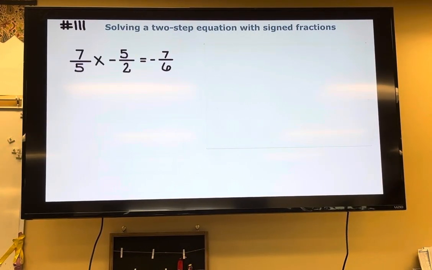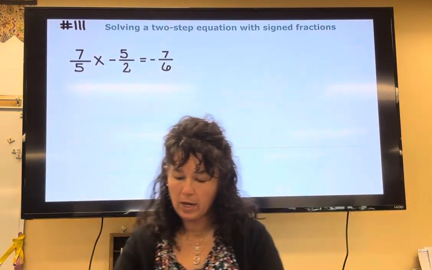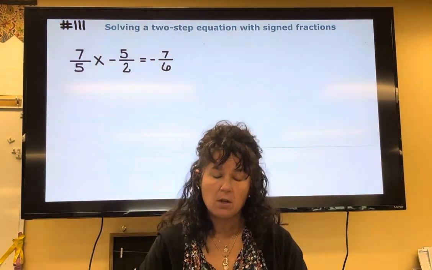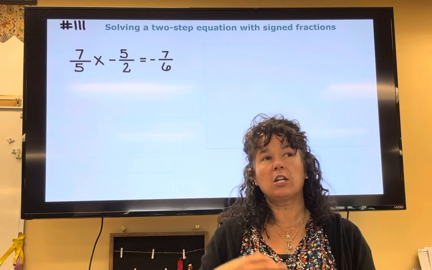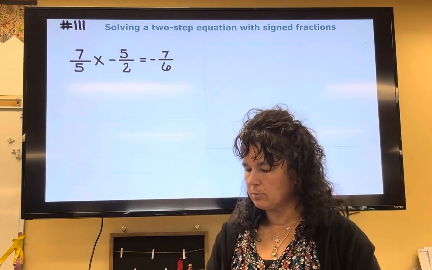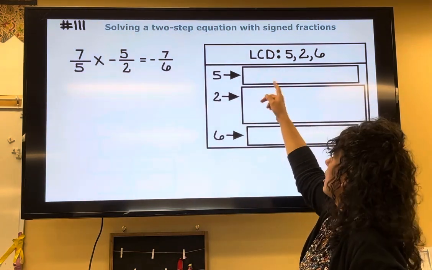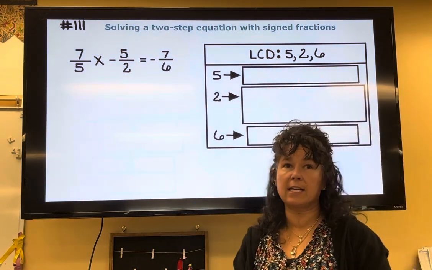So we're gonna solve this equation that has fractions, and the way I'm gonna approach it is to get rid of all of the fractions. I'm gonna show you kind of two ways I could get rid of the fractions. The most conventional way is to find the least common denominator for 5, 2, and 6.